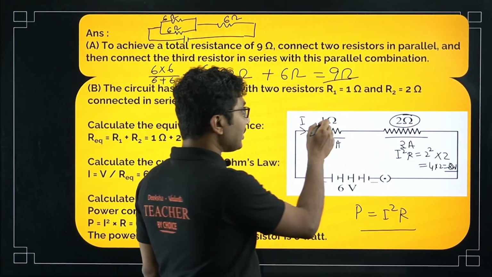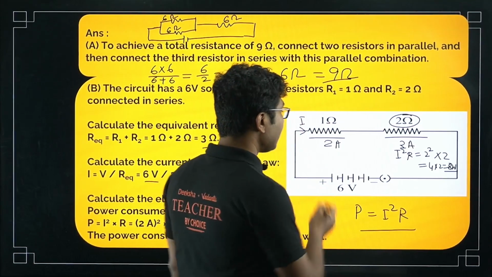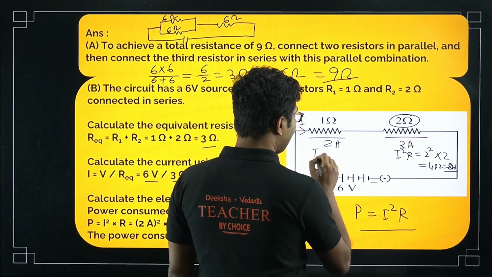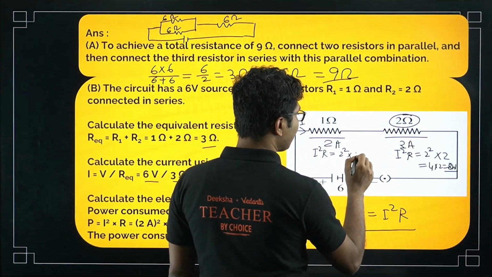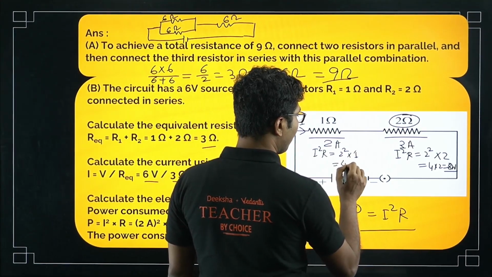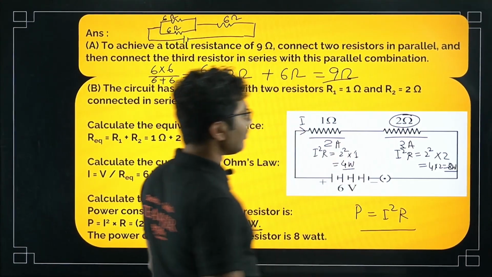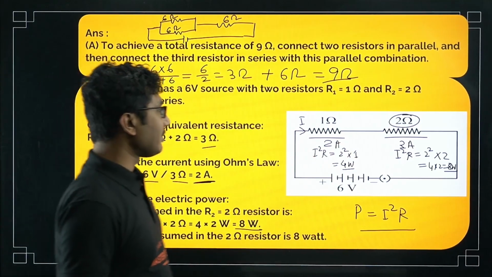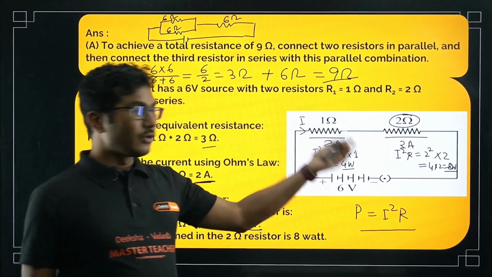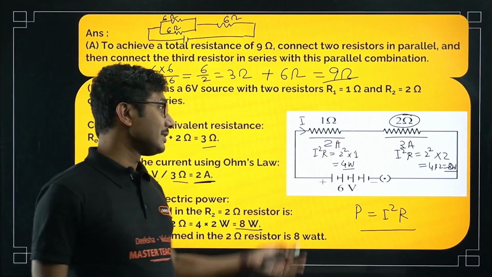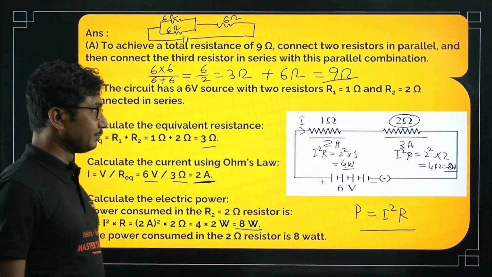What is the power consumed in the 1 ohm resistor? It will be I square R. In this case, I square is 2 square and R is 1 ohm. So it will be 4 watt. So this one is consuming 4 watt. This is not part of the question, but I just did it so that in case you are confused how to do that for other resistances, this is the way to do it.